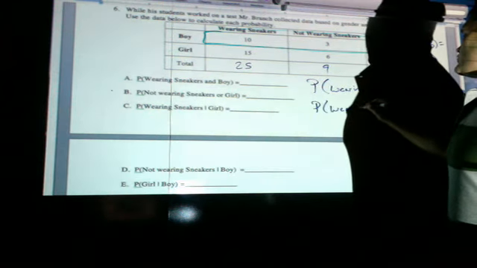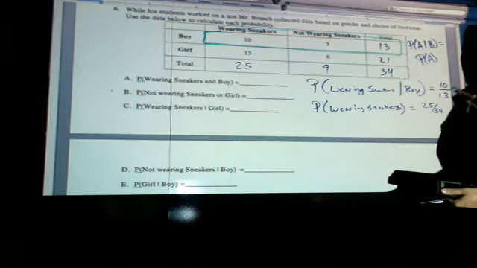So let's wonder if wearing sneakers and boy are independent. If we remember, two events are independent if A given B equals the probability of A. So here we have wearing sneakers given boy, so we need to compare that to just wearing sneakers, since wearing sneakers is in the A location. If you compare it to boy, that's not going to help us. So we have to compare it to wearing sneakers. So wearing sneakers is 25 over 34.